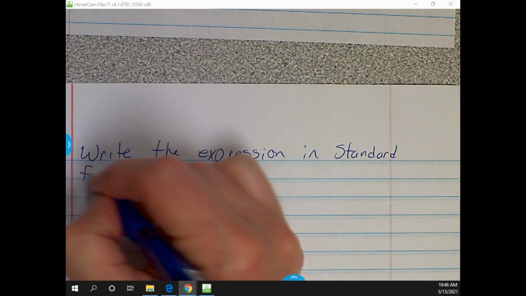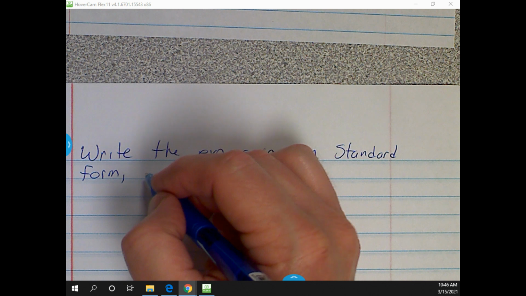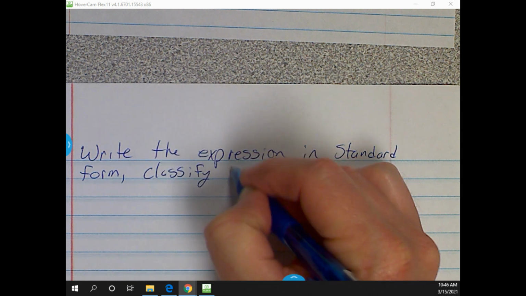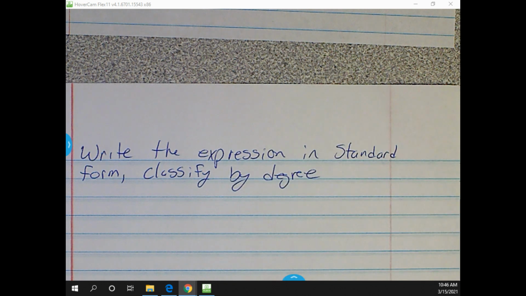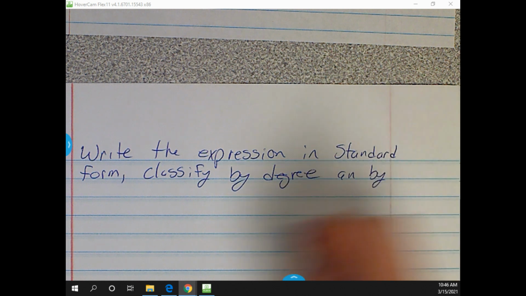So we're going to write the expression in standard form. We're going to classify it by degree. And by the number of terms.